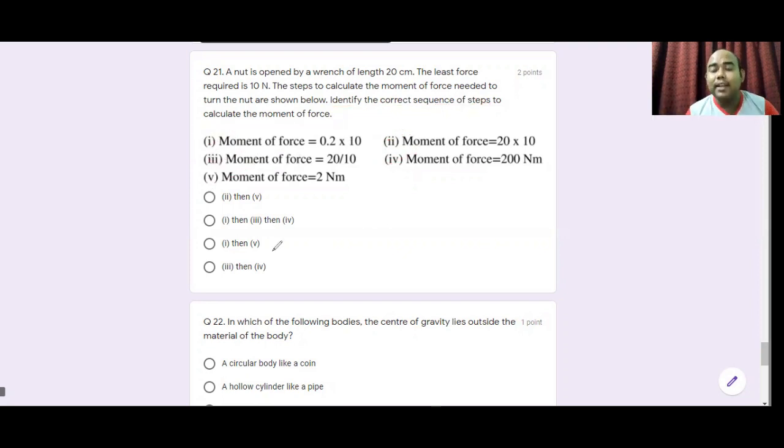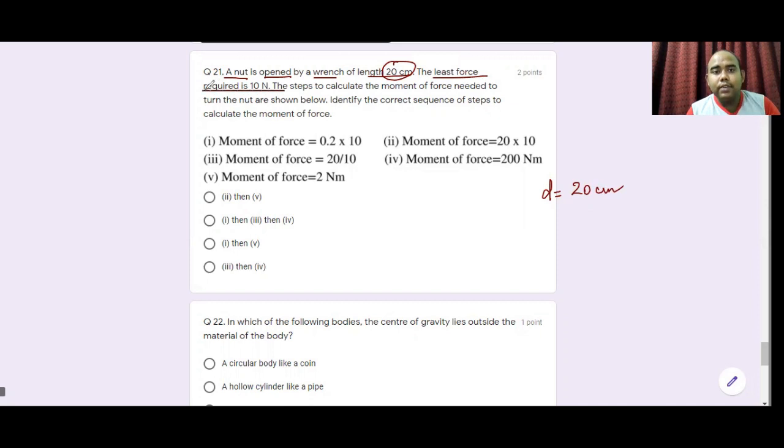इस तरह के questions तुम्हारे specimen पेपर में जो आईसीएसई ने रिलीज किया उसमें हैं, वेरी इजी होते हैं, और ये 2 मार्क्स क्वेश्चंस हैं. A nut is opened by a wrench of length 20 centimeters. So the perpendicular distance basically is given. The length of the wrench is the perpendicular distance. So that is given, 20 centimeters.